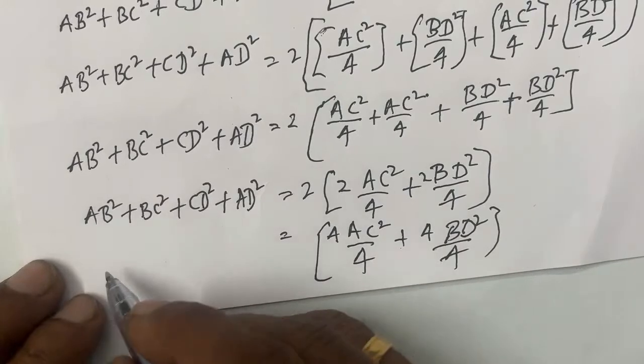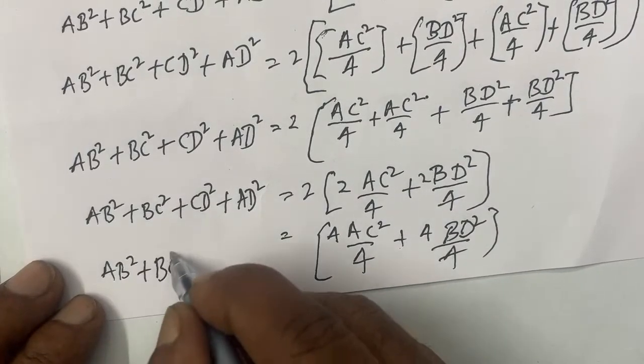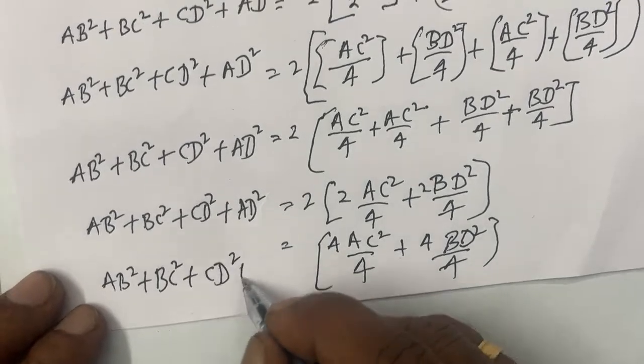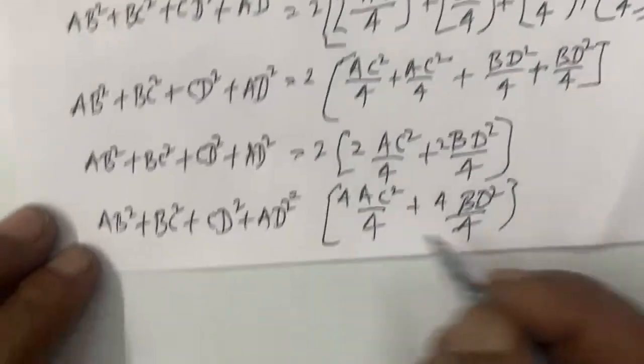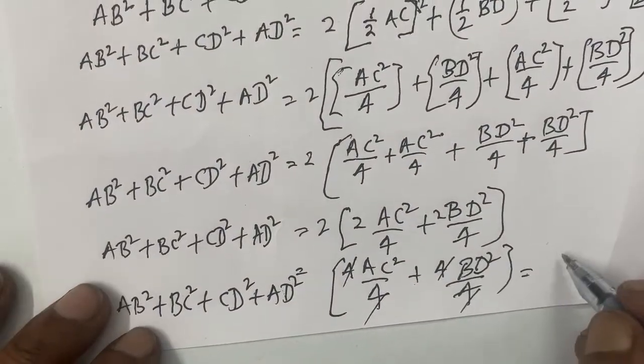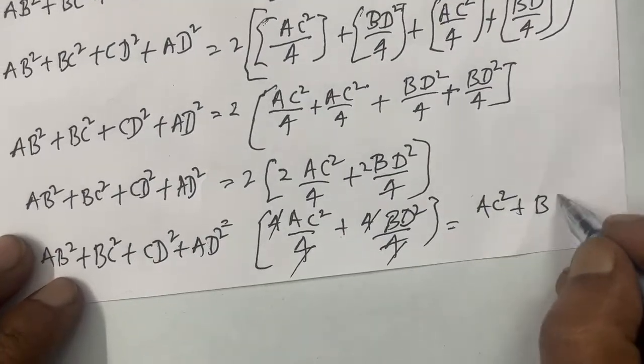And on the opposite side, what do you have? AB square plus BC square plus CD square plus AD square. And here 4 cancels, 4 cancels. What is left here? AC square plus BD square.